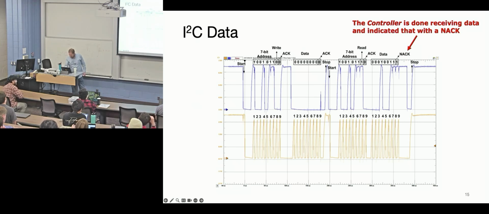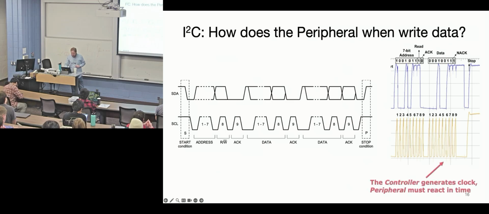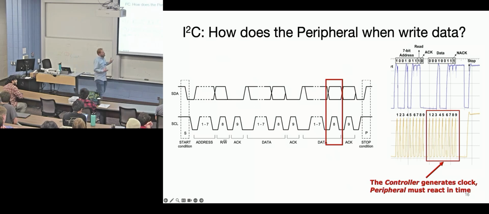So how does the peripheral know when to write data? So here's the write bit. The controller generates the clock for it to write data into. So the peripheral is not the thing that generates the clock. It's the controller. It's always the controller that's generating the clock.